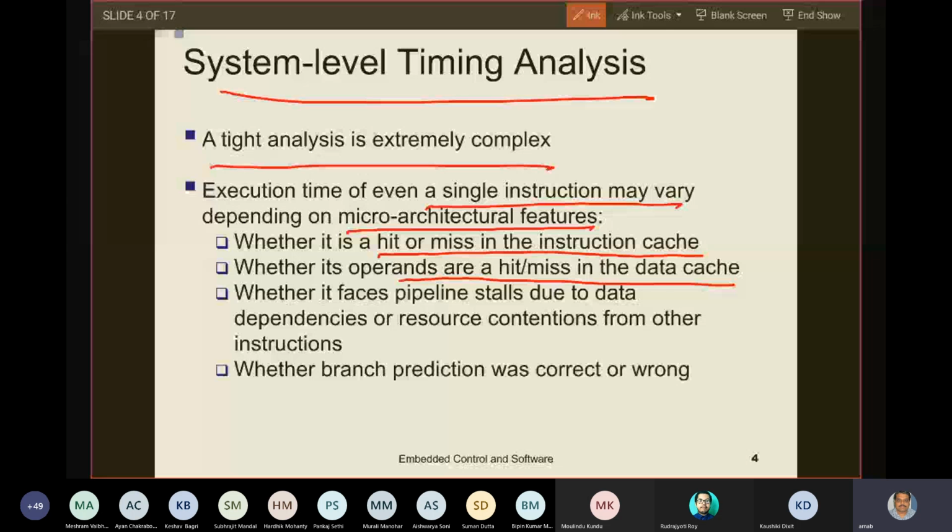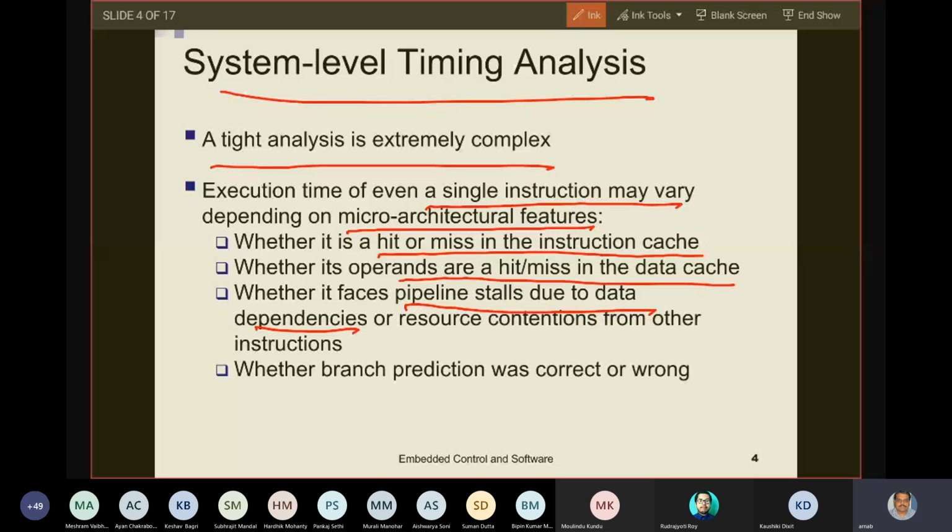Whether there are pipeline stalls due to data dependencies. For example, you may not have studied, but there is read after write. Read after write means your current instruction can read the data corresponding to your current operand only after the previous instruction has written its output on that data.